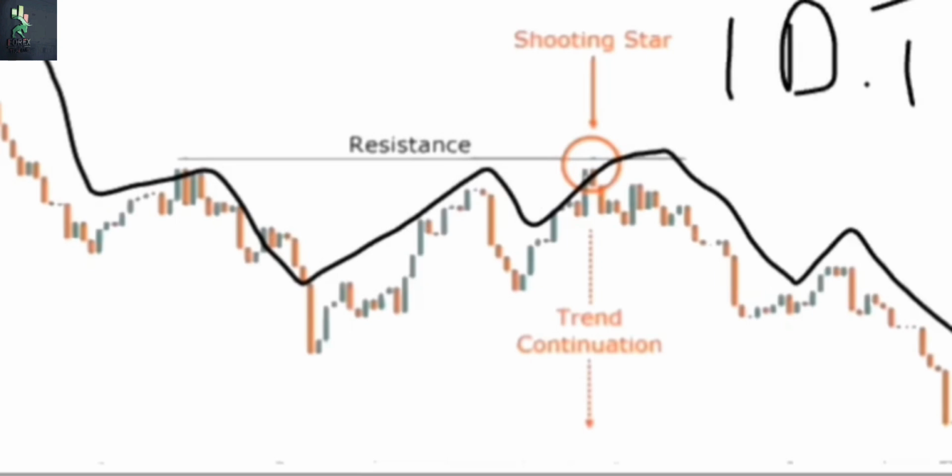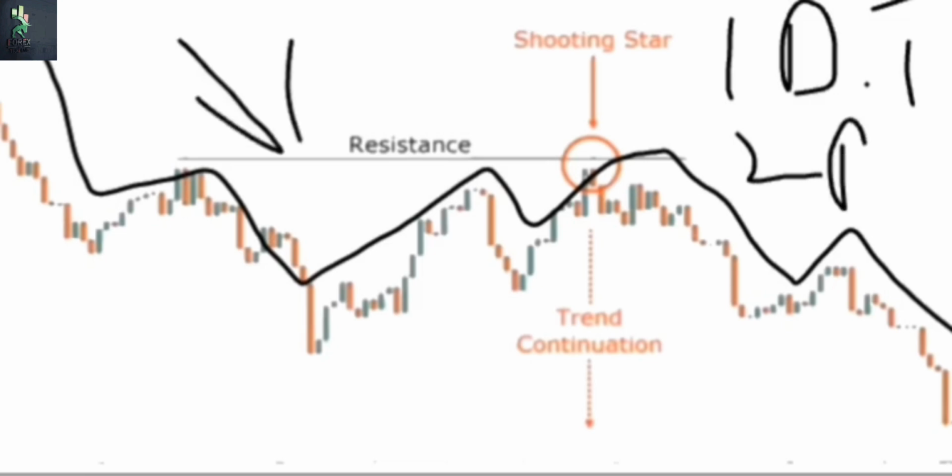The second concept is, do we have an area of value? Yes, we do. This is the area of value, the resistance. The third concept, do we have an entry trigger?